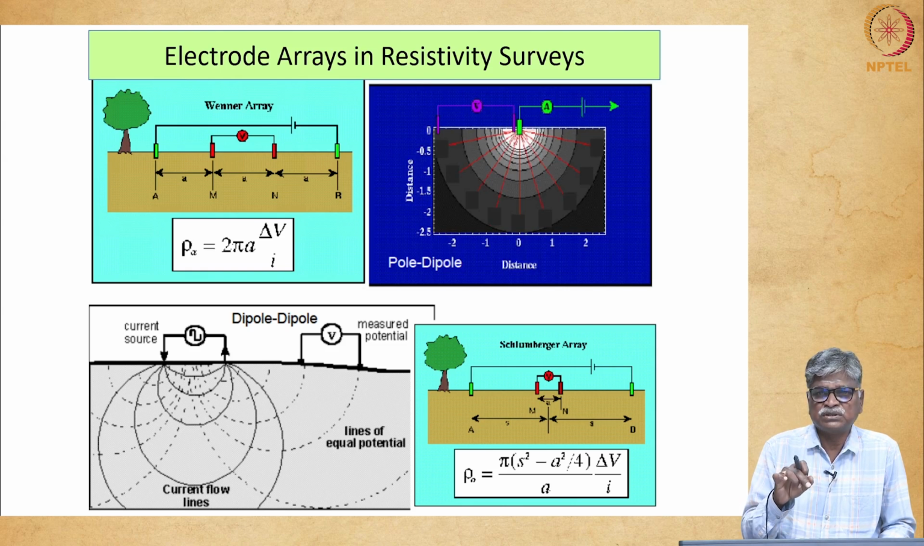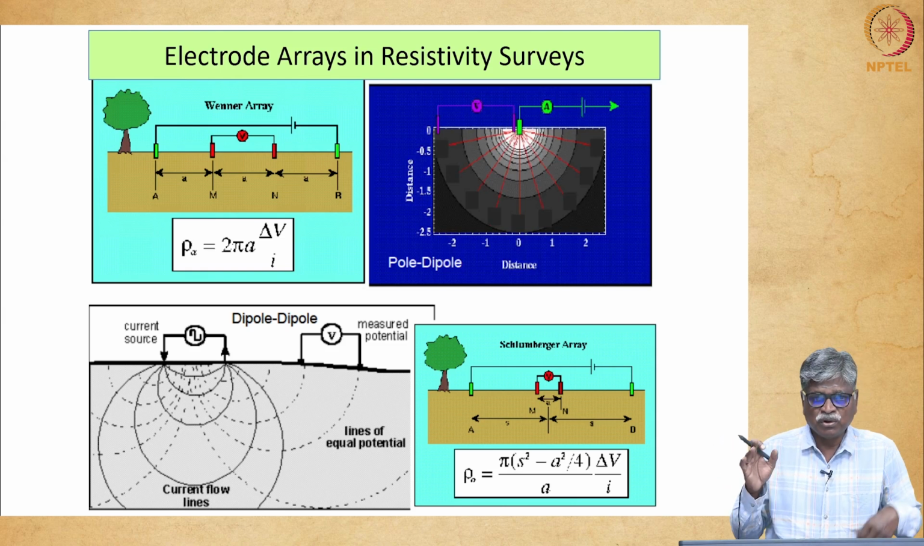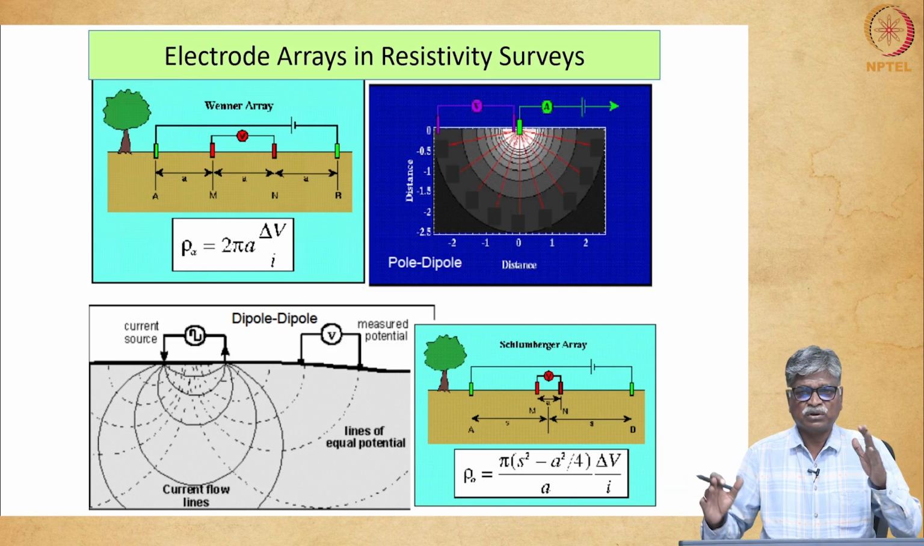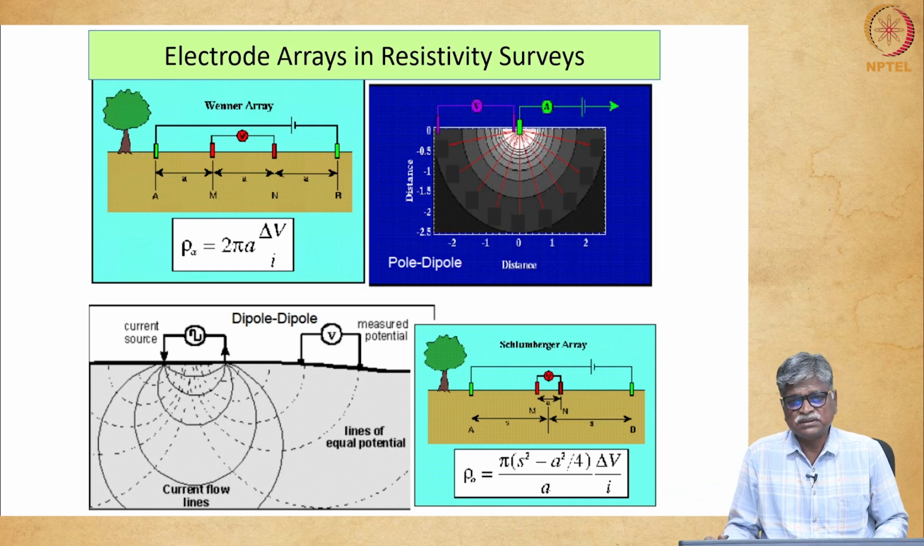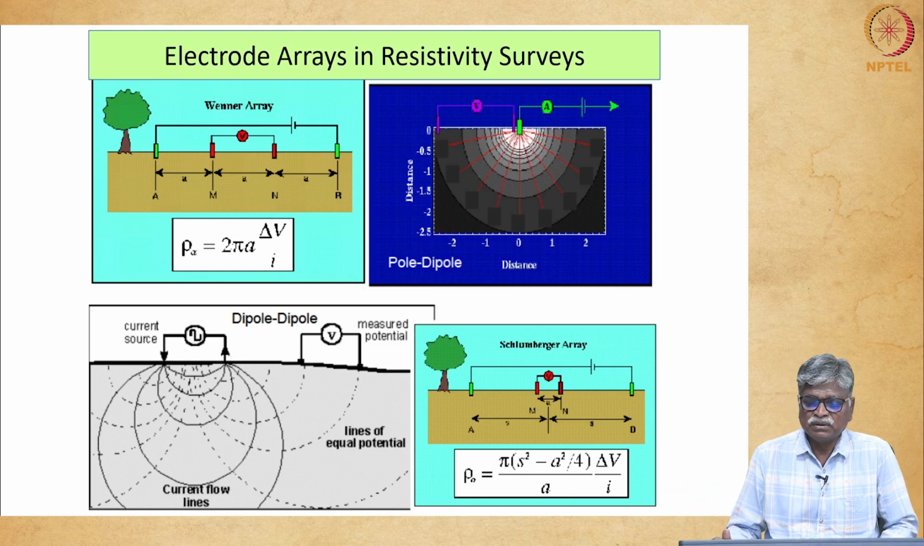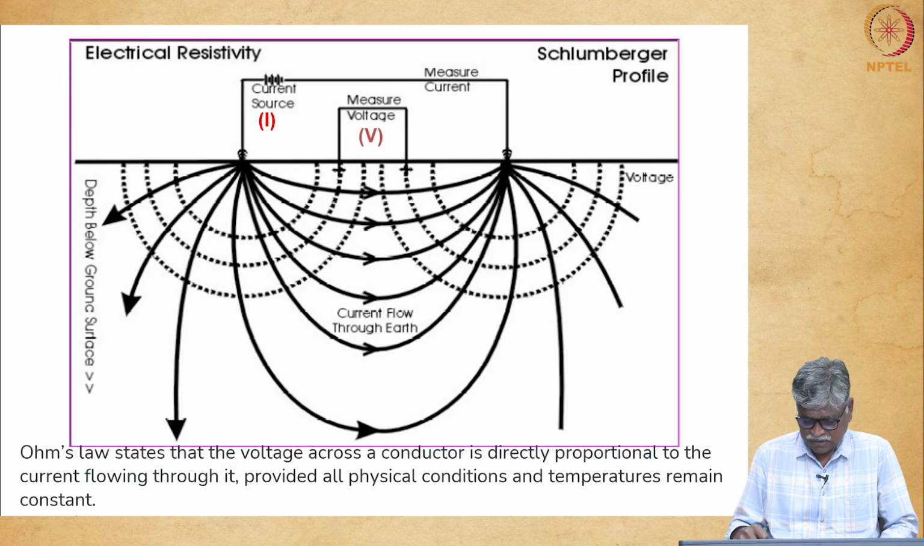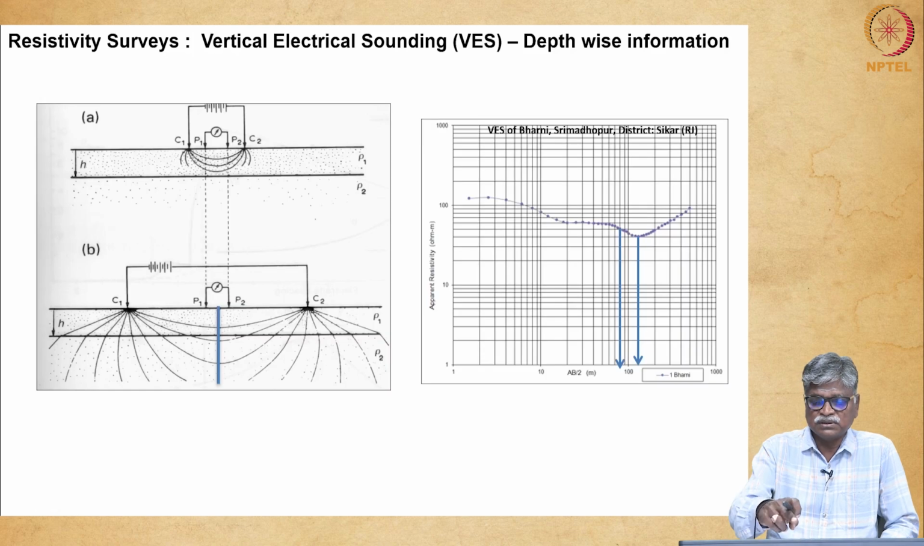Suppose you want to investigate 200 meters. You have to put 200 meters on both sides, 200 meters this side and 200 meters this side. That is C1, C2, and you can take the 200 meter reading. Then we have to plot it on the double log graph sheet. If you plot it on the double log graph sheet, you will get a reading like that.